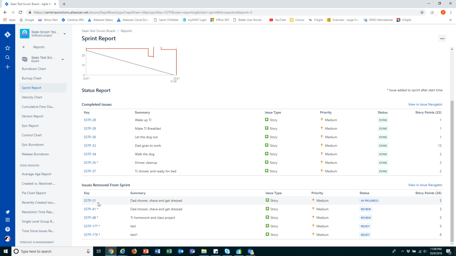Notice this story doesn't have an asterisk. So that means that the story was part of the original sprint commitment. All right. And this story right here, which was pulled in after the sprint started, was completed ahead of this one. That was part of the original commitment.